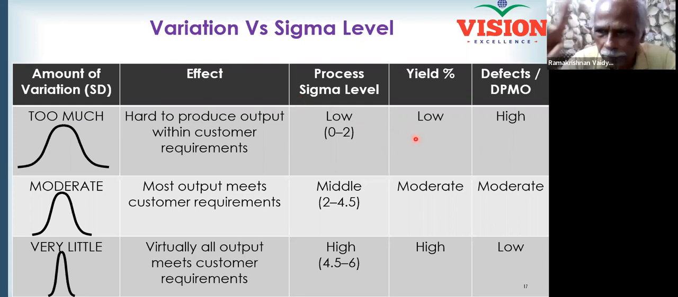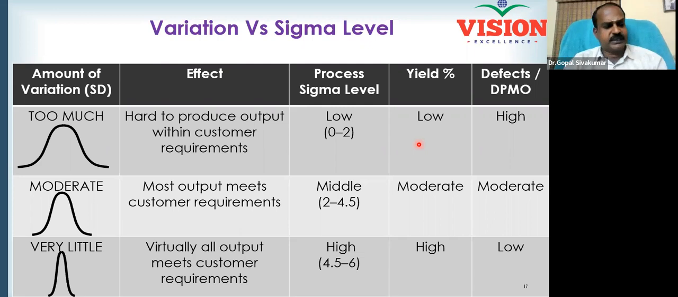Remember this. In your lifetime, you should never make a mistake here. Sigma level is denoted by the letter Z. Z value should be high. Sigma value should be low. Keep that in mind. So sigma is standard deviation. Sigma level is your capability. So if you want your capability to be high, then sigma should be low. All right.